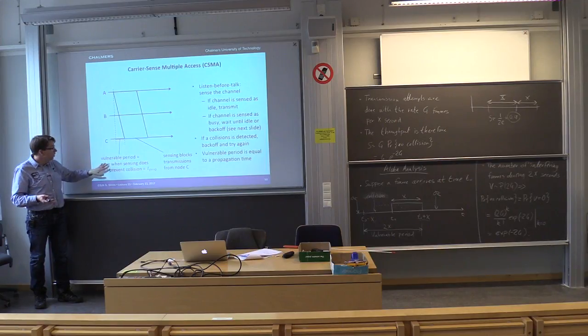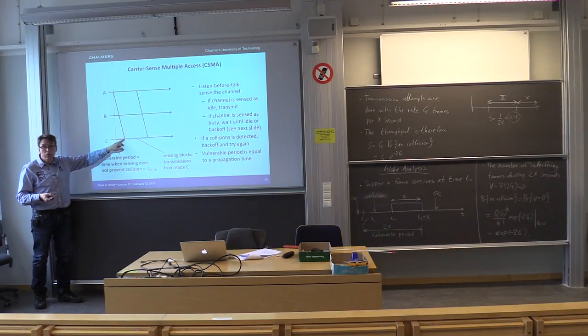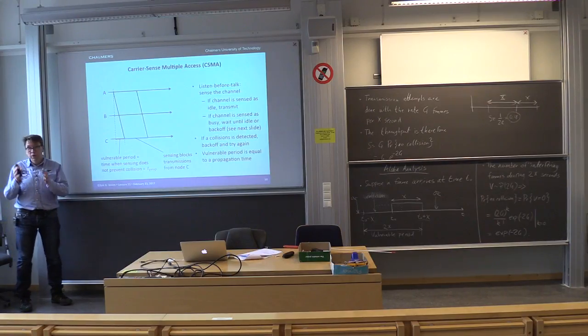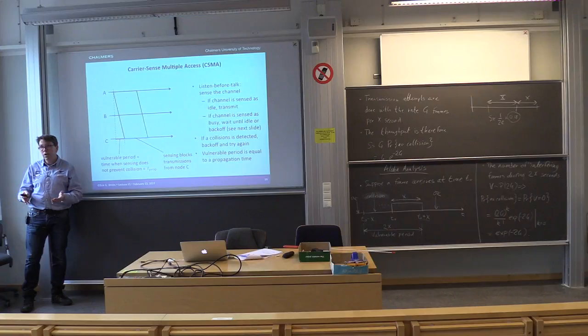So C here, during this vulnerable period, is the time where sensing the channel does not give an accurate result. That is, C can see that everything is okay and could start to transmit during this time, and then a collision would occur. So there is a probability for collision, even though you listen to the channel and transmit only when it's free.